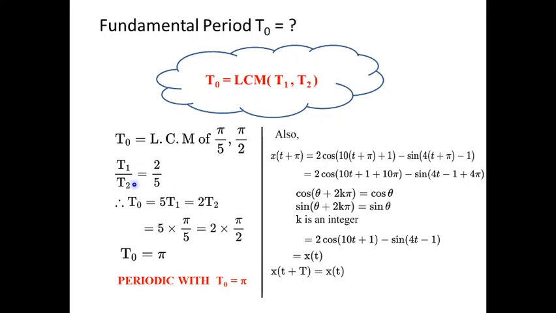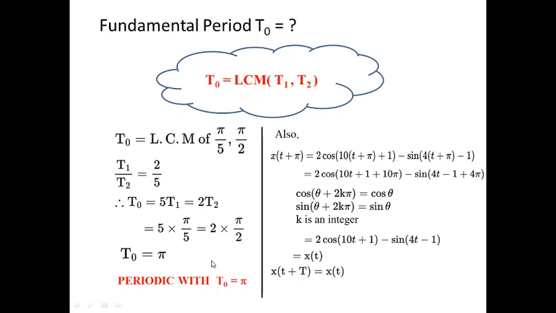So you can find T1 by T2 is 2 by 5. So T naught is nothing but, you just cross multiply: 5 T1 is equal to 2 T2. You substitute the value of T1 that we have found earlier, pi by 5, or you substitute the value of T2, which is pi by 2. When you do both these cases, you will be getting T naught equal to pi. So we already found out that the signal is periodic, and now we have found that the total fundamental period is T naught equal to pi, right?